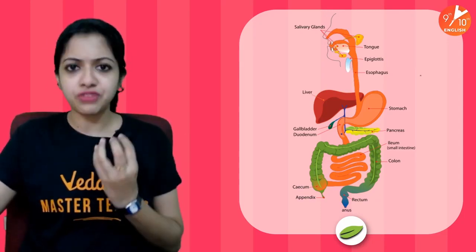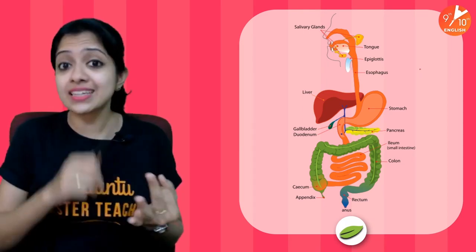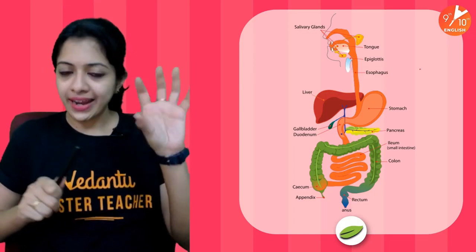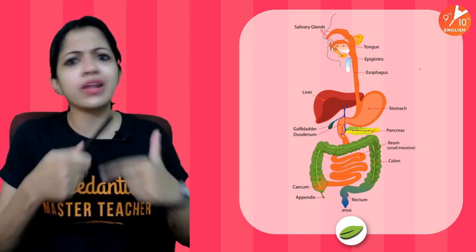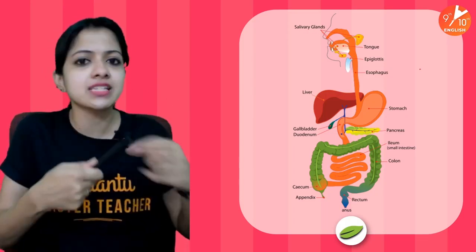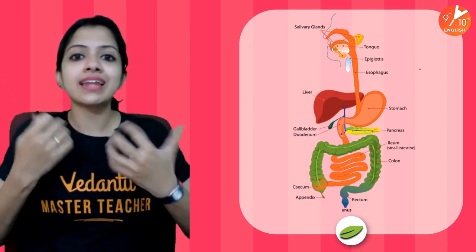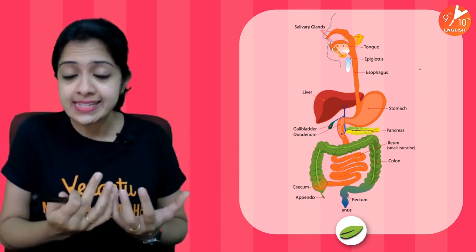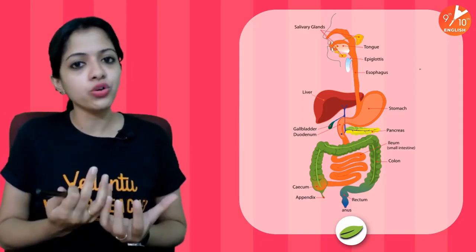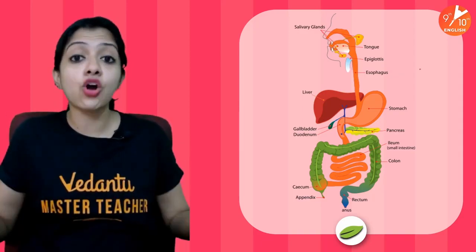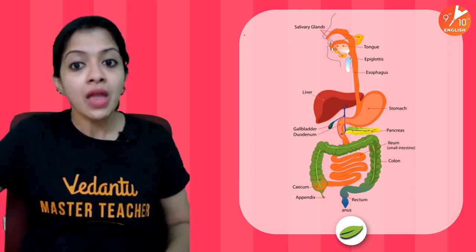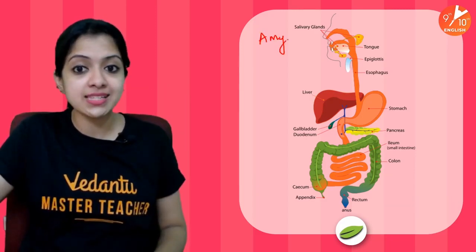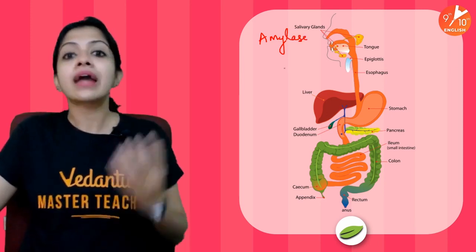In the buccal cavity, for example, the tongue, teeth, and the salivary glands play a major role. The teeth break down the food. The muscular action of the tongue helps in converting it into bolus. The salivary glands produce saliva, which contains salivary amylase that combines with the food to break down some of the complex carbohydrates. Remember, the enzyme in the saliva is salivary amylase, which has the ability to break down carbohydrates.